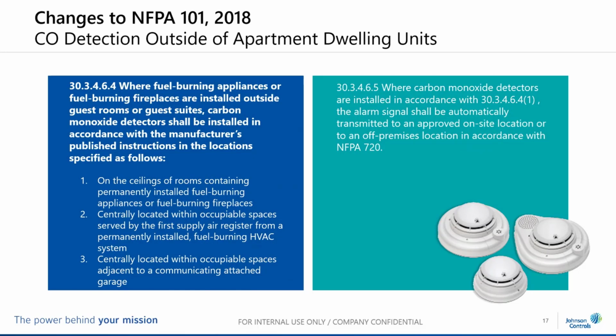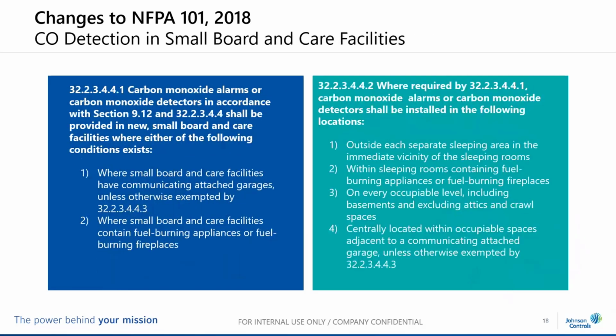Chapter 30, Section 3464, for apartment buildings, we now have revisions that only carbon monoxide detectors will be allowed in locations where fuel burning appliances are located outside of dwelling units. Again, getting rid of the alarms in these locations. The code will still continue to allow UL 2034 devices in the bedrooms themselves, but not in these remote locations. And board and care facilities, same thing. They're requiring detectors now and have gotten rid of the verbiage for carbon monoxide alarms.